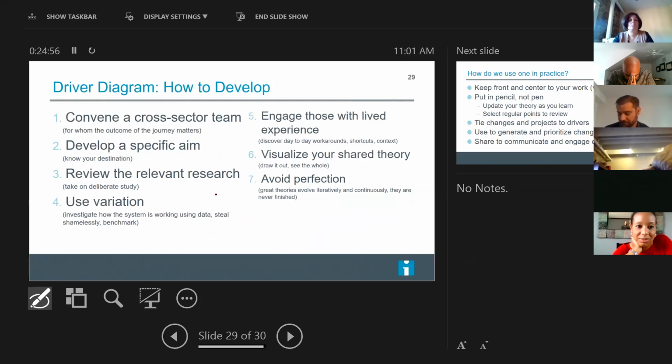Looking at research, learning from each other. The other thing is you can look at variation. So you can actually see, interestingly, there's a community that's getting some really good results, or there's a place in our state where we have really good results. And then just draw it out, avoid perfection, just put something on paper, working closely with the key stakeholders.